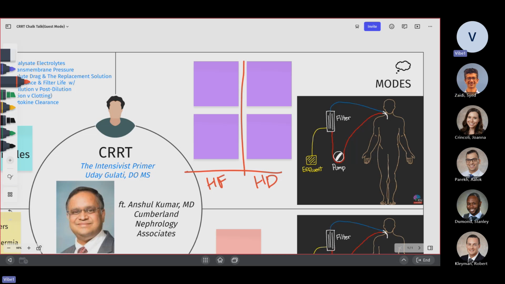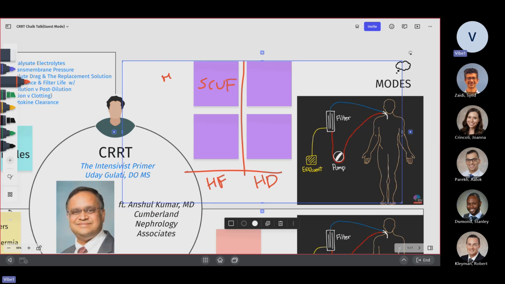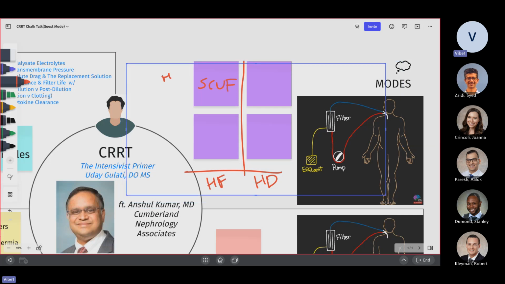In this method, you are not putting in a replacement fluid. You are not giving dialysate. You're purely trying to remove fluid. That's called slow continuous ultrafiltration, or SCUF, and purely the attempt here is volume removal. The primary methods you're using, like when we talked about those 4 methods, is just HD, is just hemofiltration.